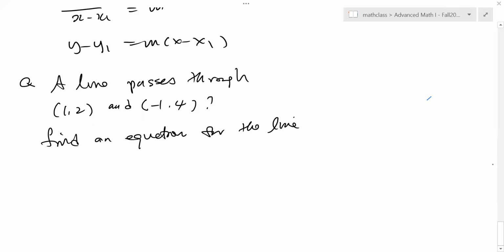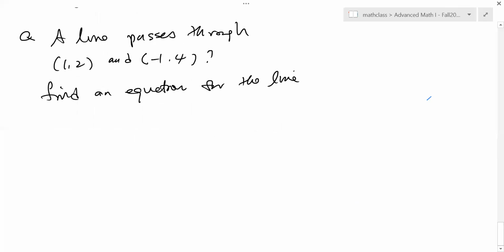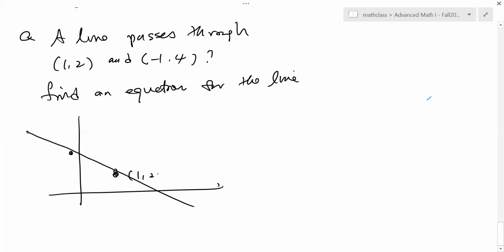All right, so what does that mean? Let's draw the picture first. Okay, you have 2 points: 1 and 2, and another one, negative 1 and 4. So these are the coordinates of the 2 points, and we're trying to find the equation.